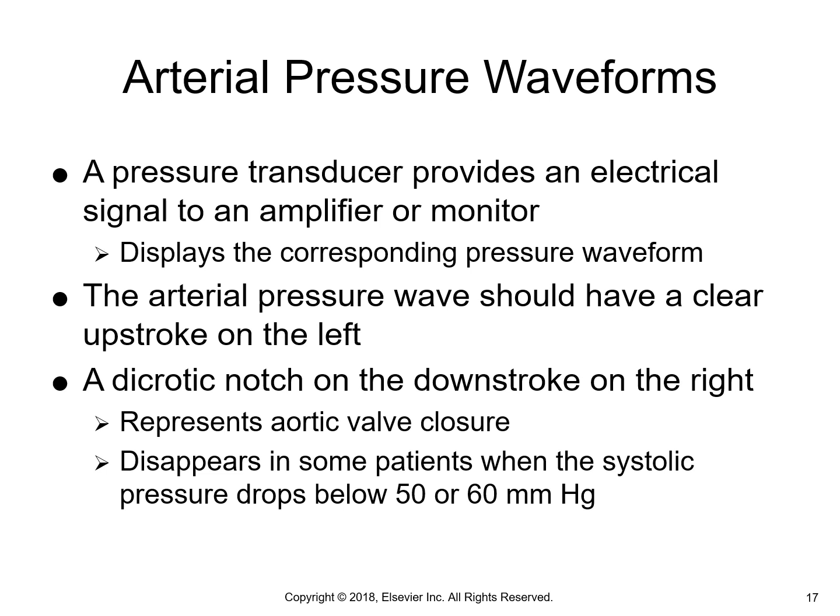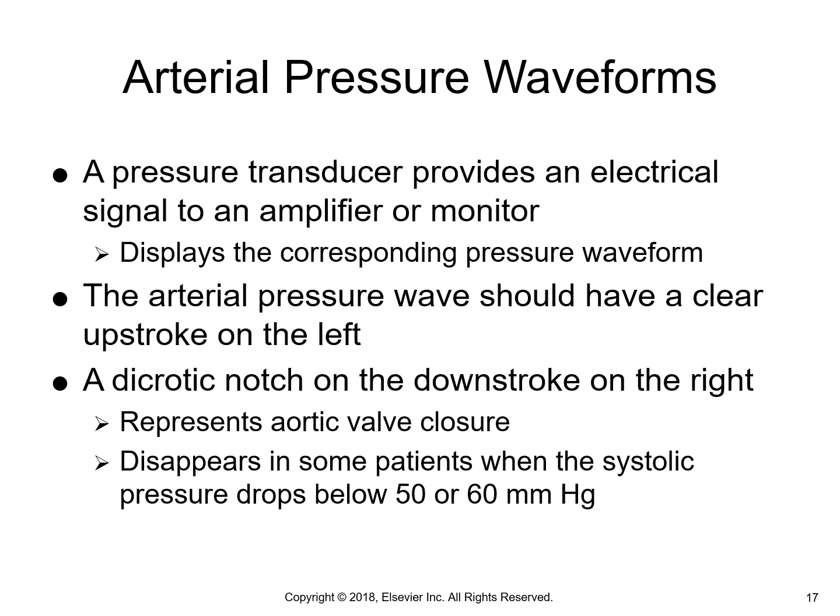So the arterial pressure wave should have that clear upstroke on the left side, and then you should see the dicrotic notch on the downstroke on the right. Okay, remembering that represents aortic valve closure. Again, it may disappear in patients when the pressure drops below 50 or 60. If the dicrotic notch is not visible, the pressure tracing is dampened and probably inaccurate, and the measured pressures are probably lower than the patient's actual value. So that's repeated from the last slide.